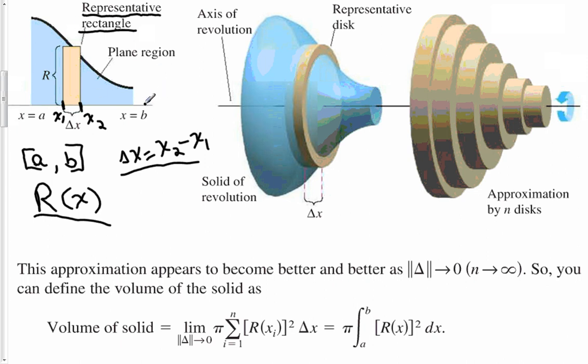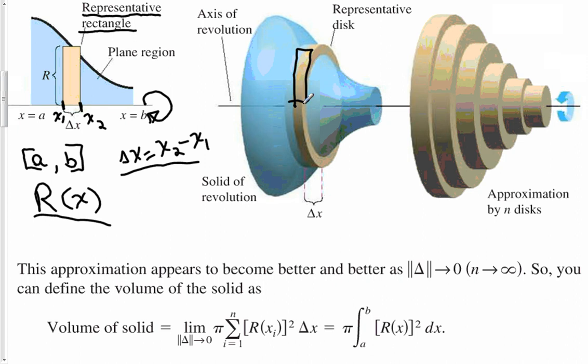revolve it about this axis. So we're going to spin it around and it creates this shape right here. Kind of a conical shape, but there's a curve there. You see the curve r of x is present there, and this is our representative rectangle. Actually, the representative rectangle would be this one here, but it creates a disk, and the disk you can see inside here.